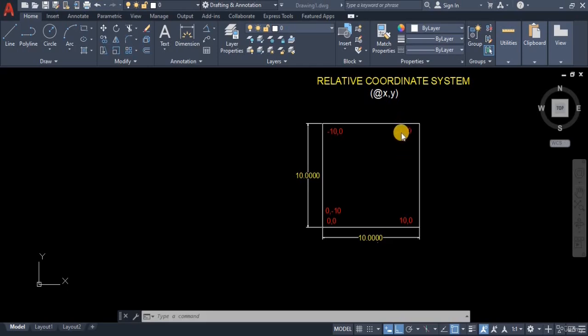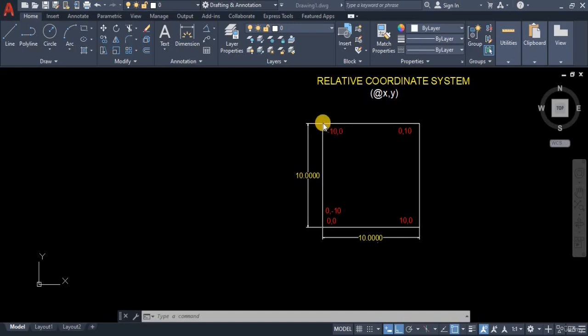Now take a look at this 0, 10. As we move to the next coordinate, it changes to negative 10 and 0. Why is it negative 10 and 0? Because we are moving in the negative x direction. So x is going to be negative 10, but we are not moving in the y direction. That is why y is 0.